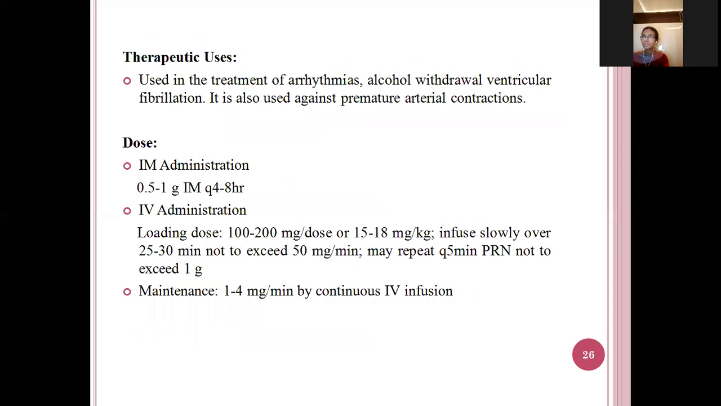Next, uses: it is used in the treatment of arrhythmias, alcohol withdrawal, ventricular fibrillation, and it is also used against premature atrial contractions.